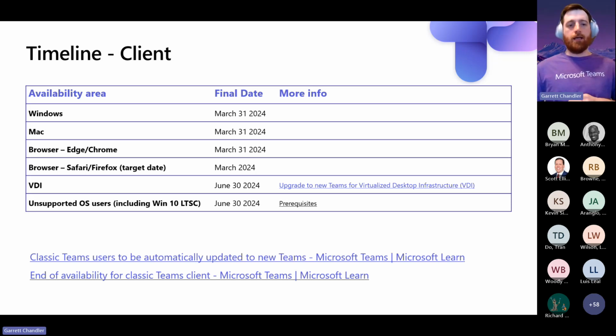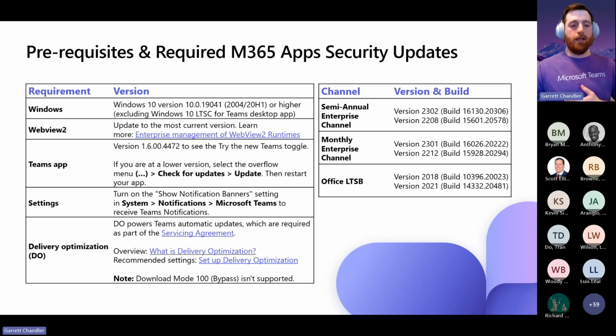The two key distinctions that you need to be aware of, where you won't be automatically upgraded by Microsoft, is in VDI instances. So if you're running Citrix, VMware, AVD, Win365, you have until June 30th, which is great. And then any unsupported OS, so that does include Windows 10 LTSC, that will be June 30th as well. So the timeline does stay intact for those two scenarios. Outside of that, that drop dead date is March 31st, 2024. And I'm going to keep saying that throughout because I want to make sure that you understand March 31st. All right.